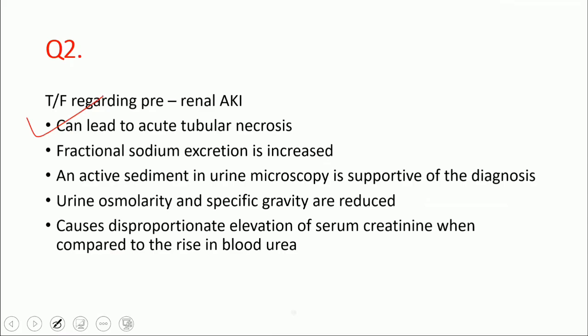Now, statement number 2, statement number 3, 4 and 5 all are based on a very simple mechanism, right? Now, in pre-renal AKI, what is your body trying to do? Pre-renal AKI is due to hypovolemia, reduced renal perfusion. So what your body is trying to do is retain salt and water as much as possible. That is what it's trying to do because of the hypovolemic situation.